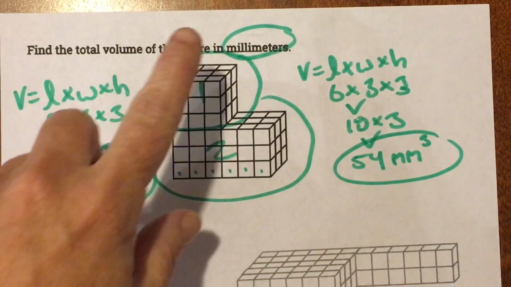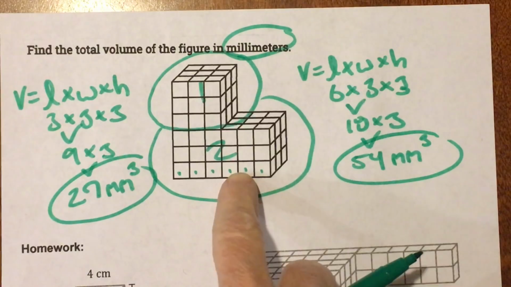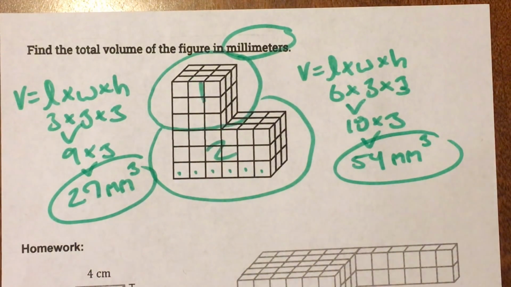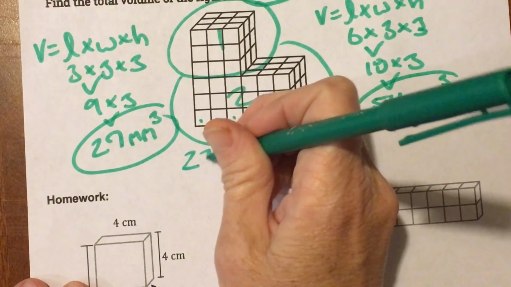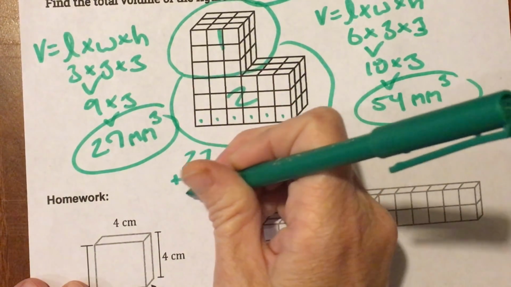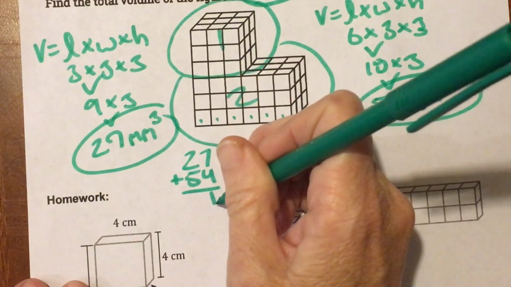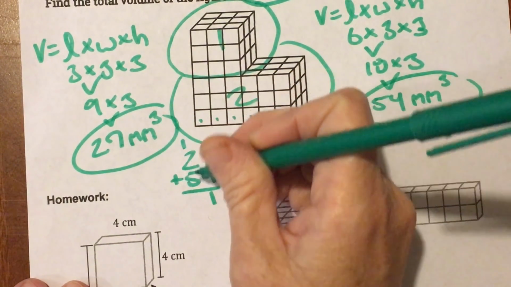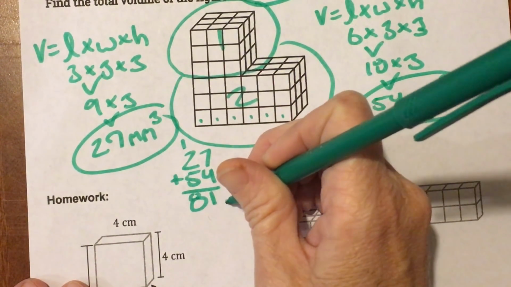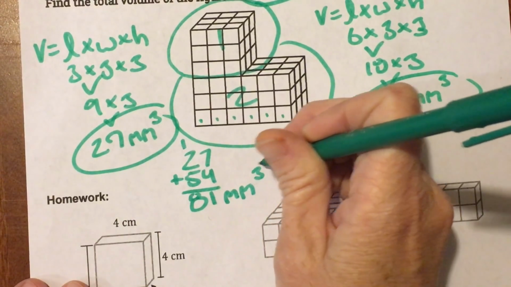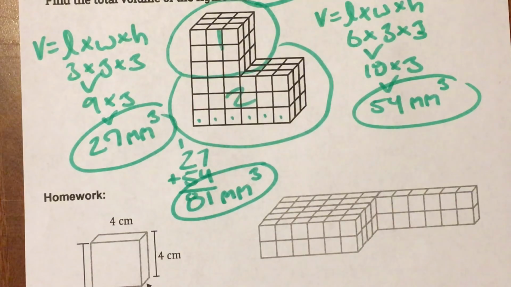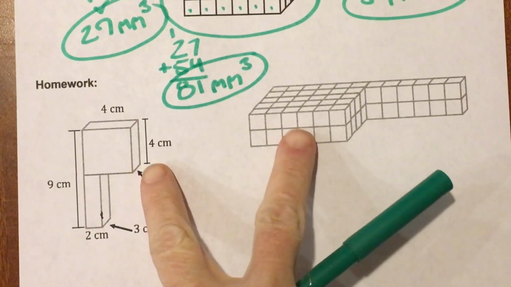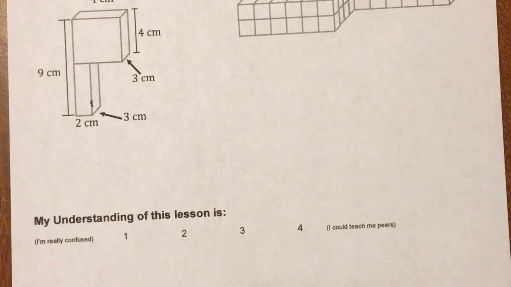Okay, but this is only for this one and this is only for this one. They want the total volume, which means I need to add those two numbers together. So 27 plus 54 is 81 millimeters cubed. Okay, ladies and gentlemen, you have 2 problems to attack on your own and then rate yourself.